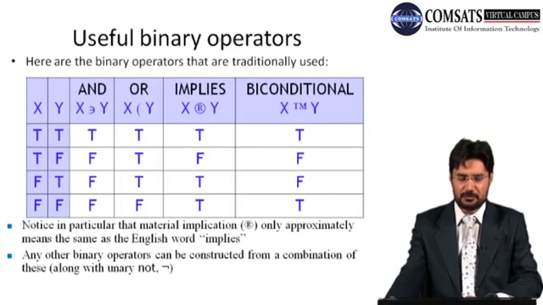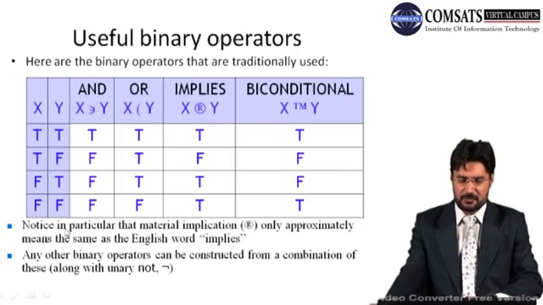Now we are moving to some binary operations. Here are the binary operations that are traditionally used. Normally we use this one. So if we have X and Y operands, then we have a sequence, so we take Y as true and false, and then X as true and false. Then what will happen in using the AND operation?